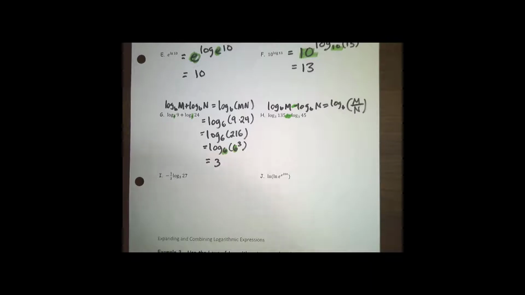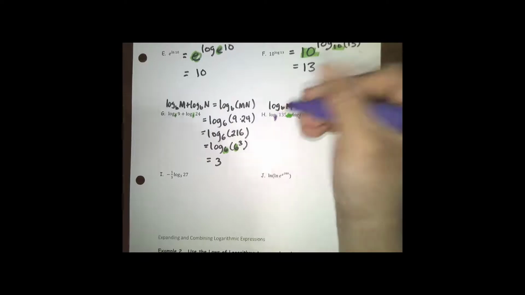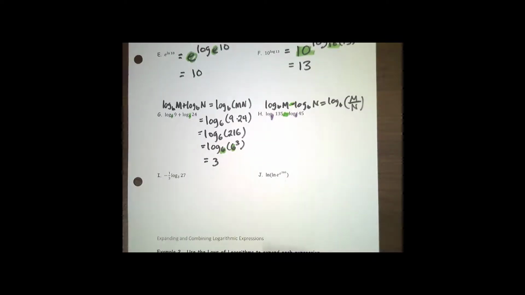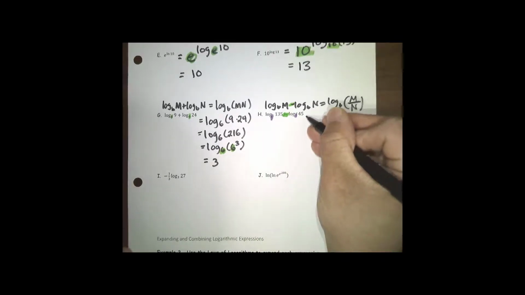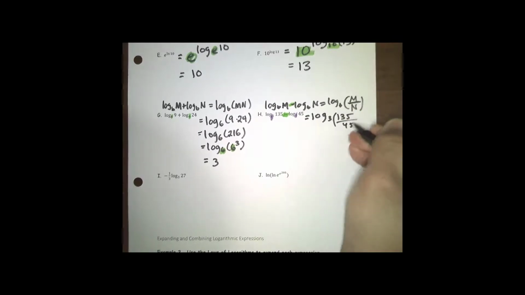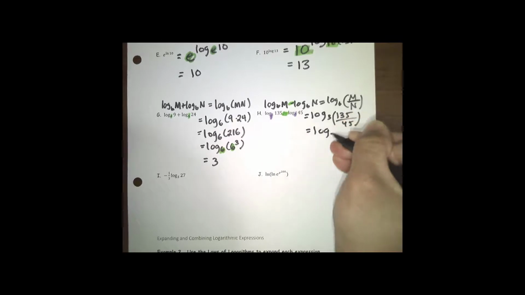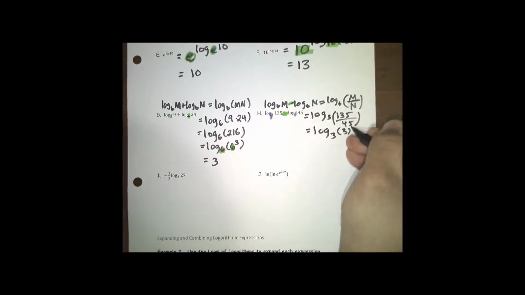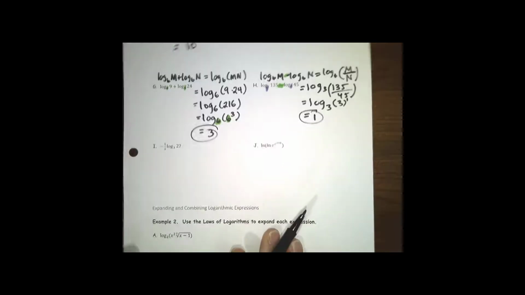But we're still looking at a situation where the base is still 3, the same for each of these logarithms. So log base 3 of 135 minus log base 3 of 45 is log base 3 of 135 divided by 45. So that is going to be log base 3 of 3. And since that's really 3 to the first power, this is just going to be 1. So that is equal to 1.